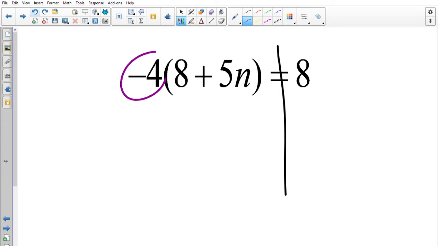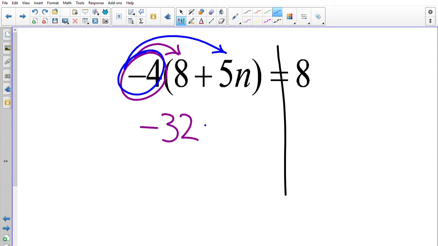So negative 4 on the outside, you're multiplying it by 8. A negative times a positive becomes a negative. 4 times 8 is 32. Continue that distribution. Remember, it's still a negative. Negative times a positive is a negative. Take care of the signs first. 4 times 5n is then 20n, equals 8 comes down.